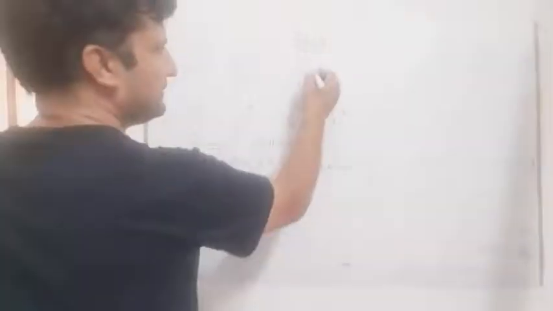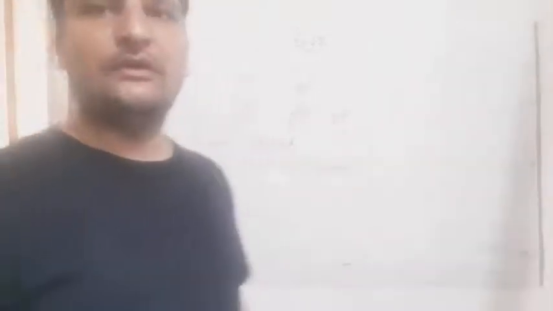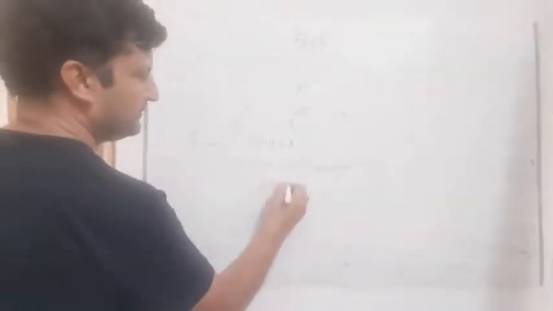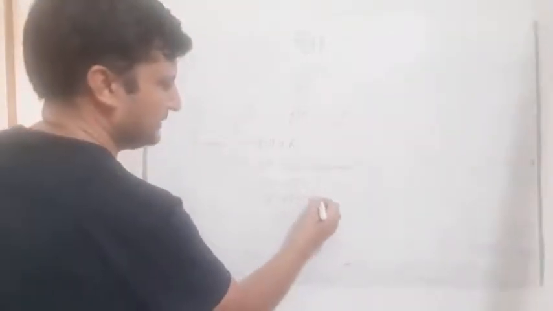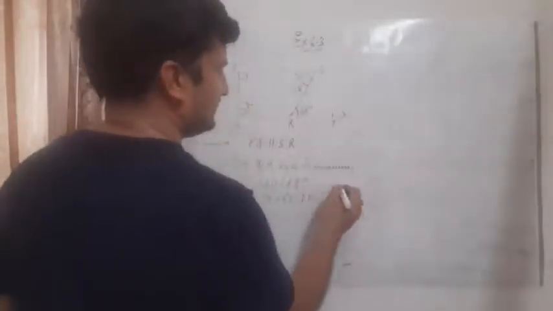If this is a transversal, it means this angle is equal to this angle. Alternate interior angles are equal. We already know what a transversal is. So we can say that x plus 28 is equal to 65 degrees. So x is equal to 65 minus 28. That means 15 minus 8 is 7 and 5 minus 2 is 3. So we have found that angle x is equal to 37 degrees.